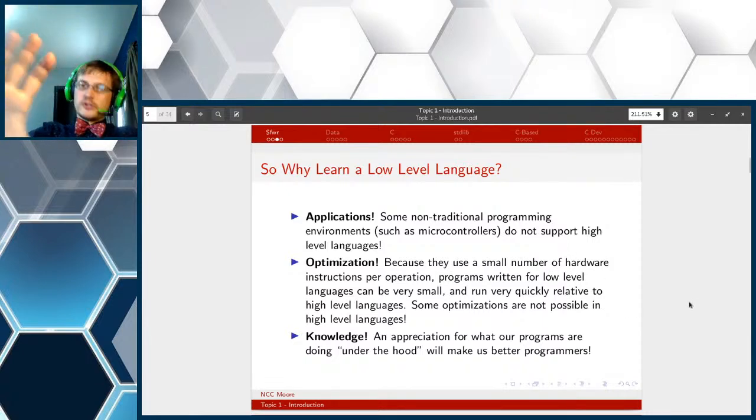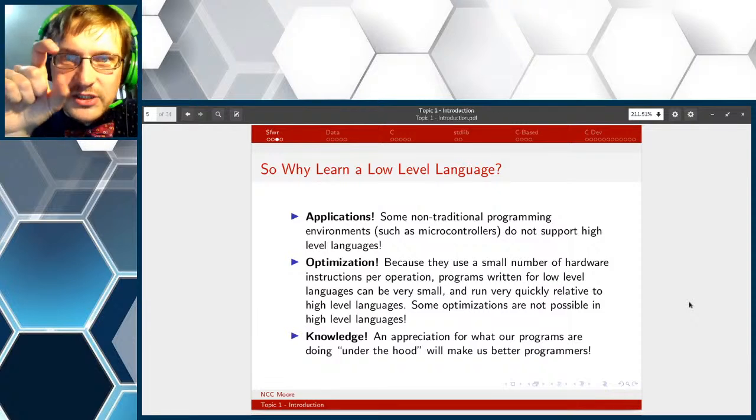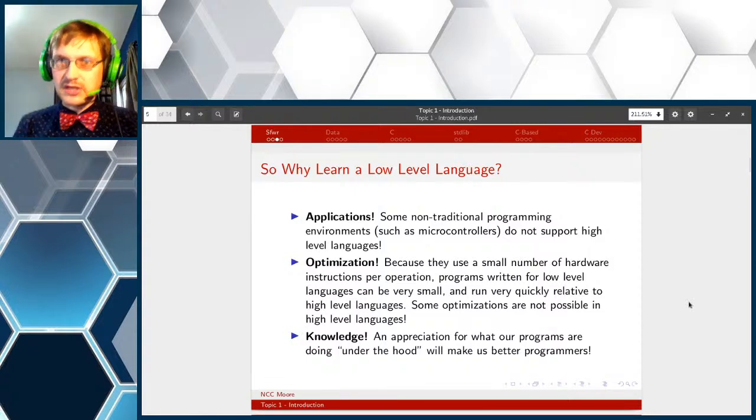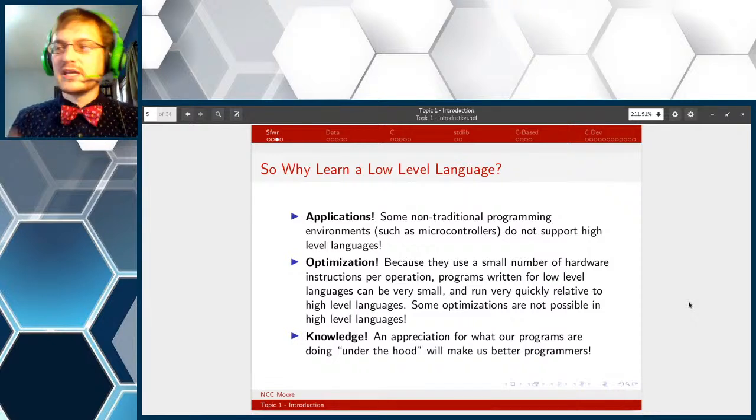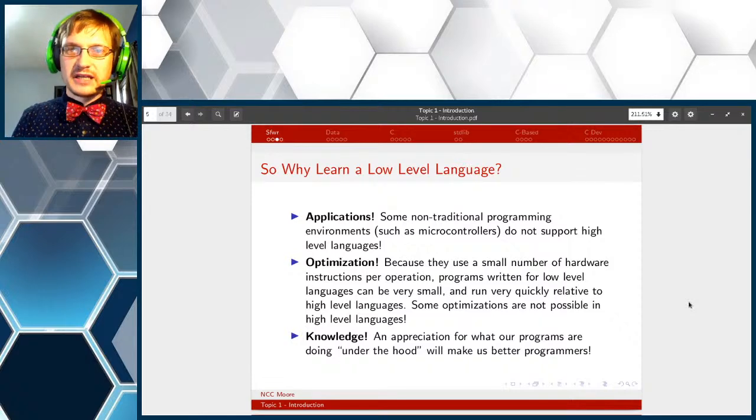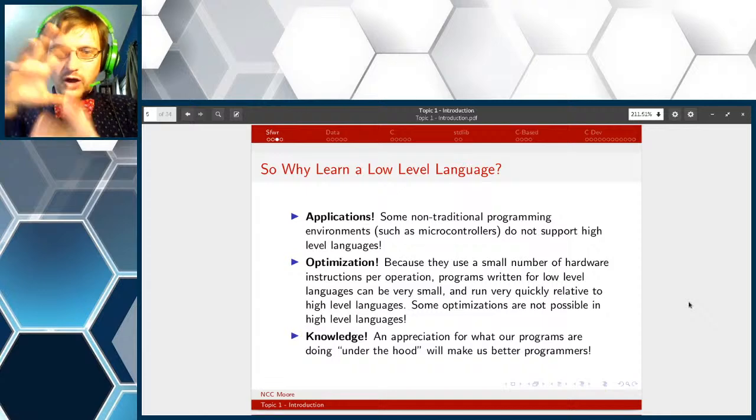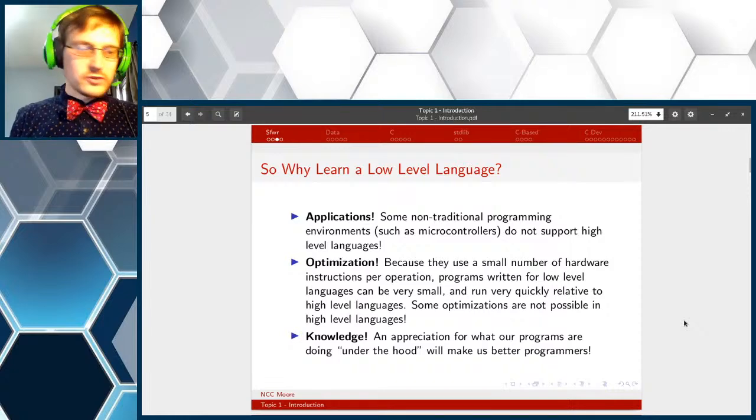Also, knowledge. An appreciation for what our programs are doing under the hood will make us better programmers. Unless you understand how memory works, you'll never master it. Unless you understand what the CPU is doing, you'll never master it. Taking this course will allow you to understand what's going on in memory transactions. This will allow you to deepen your understanding of all programming languages, not just C. Learning C is great because it teaches you all kinds of stuff about a large class of languages. Anyway, so that's why you should be learning this.